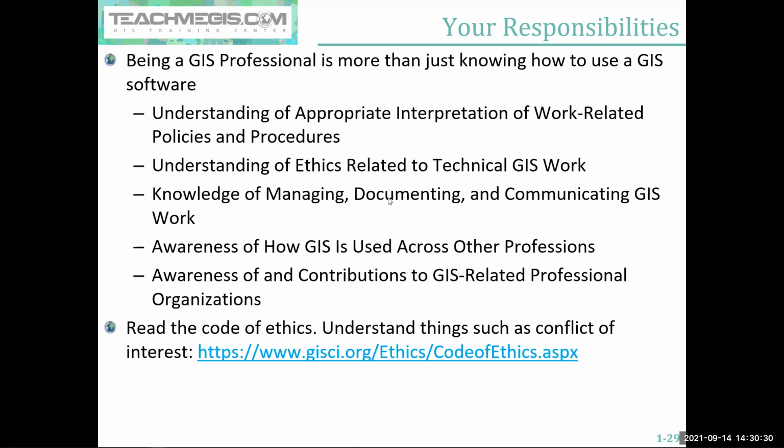So being a GIS professional is more than just knowing how to use GIS software. It's an understanding of appropriate interpretation of work-related policies and procedures, understanding of ethics related to technical GIS work, knowledge of managing, documenting, and communicating GIS work, awareness of how GIS is used across other professions, and awareness of and contributions to GIS-related professional organizations. So you really are committing to a whole professional environment. You're not just taking a test to get a credential to put on your desk or put in your signature line on your emails.